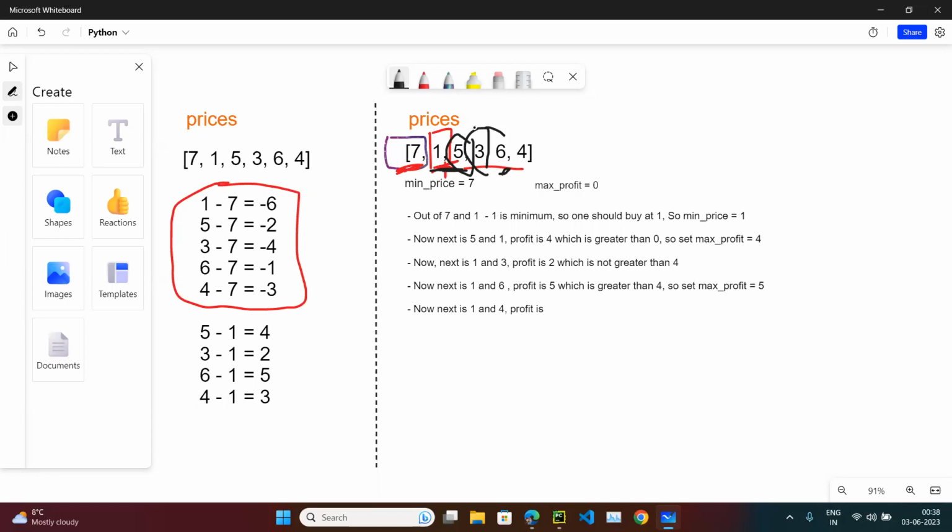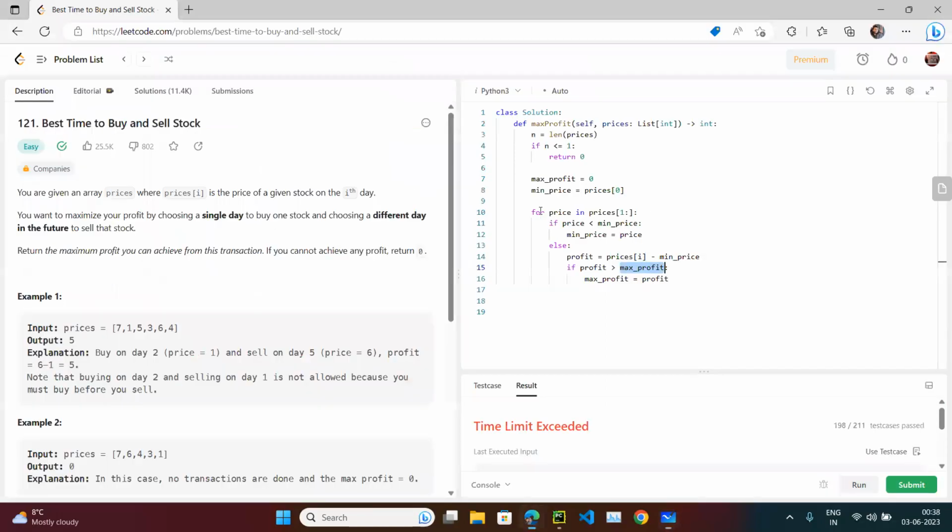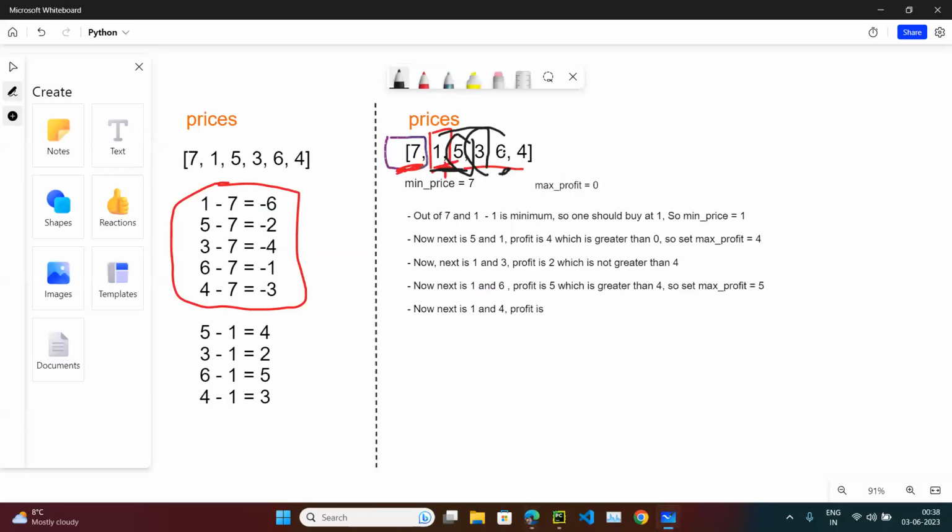So whether 6 minus 1, 5, whether 5 is greater than the maximum profit, which was 4. Yes. So I'm going to update the maximum profit. Then with the 4, so 4 minus 1, 3. So I'm not going to update because 3 is less than the 5.